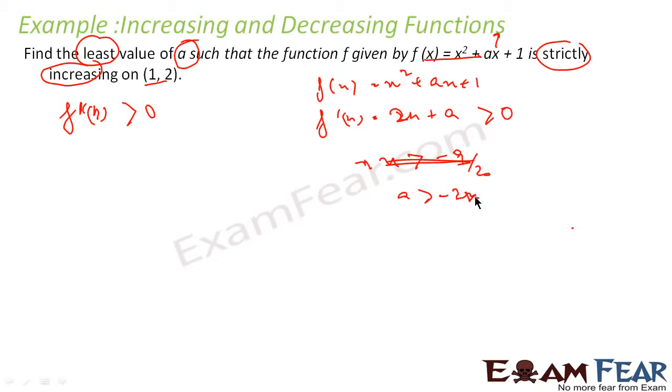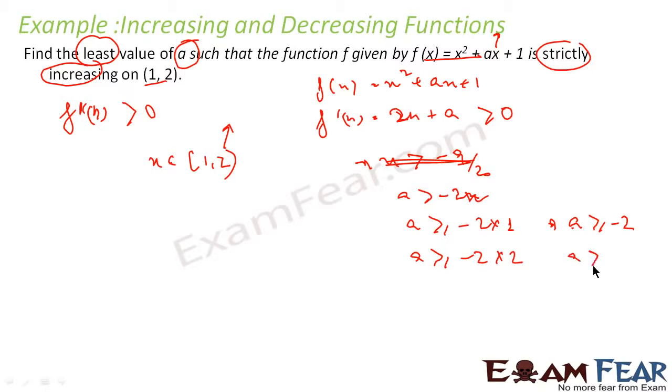Now the value of x is from 1 to 2. So if you take the value of x to be 1, let's suppose, a has to be greater than minus 2 into 1, or a has to be greater than minus 2. The second condition is x is 2, a has to be greater than minus 2x, that is minus 2 into 2, or a has to be greater than minus 4, correct? And you have to find the least value of a which satisfies this.